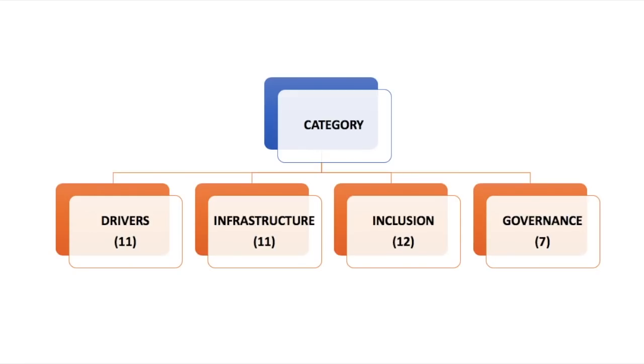And to start with, as I said, there are four major parts of this report. So the report has been divided into four major parts. One is drivers, second is infrastructure, third is inclusion, and fourth is governance. And these are the subparts: 11 subparts of drivers, 11 subparts of infrastructure, 12 subparts of inclusion, and 7 subparts of governance.